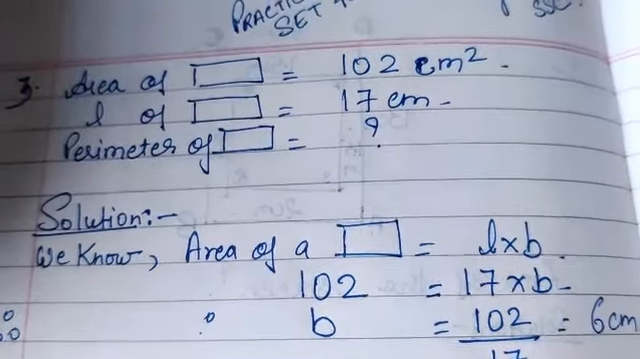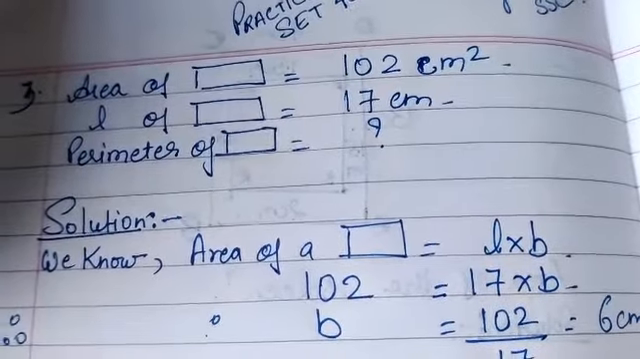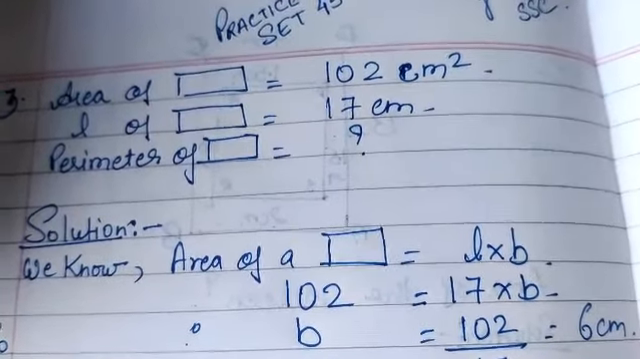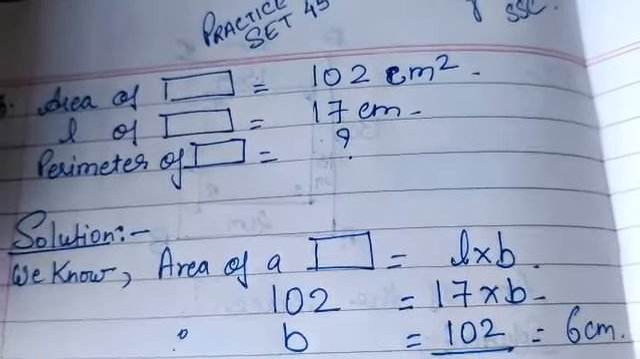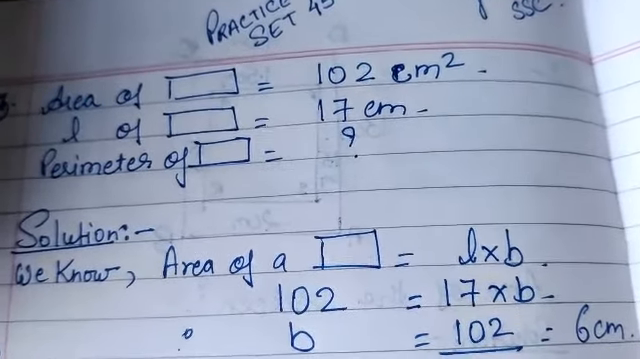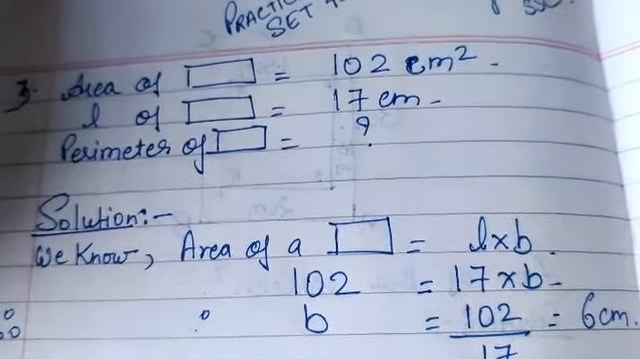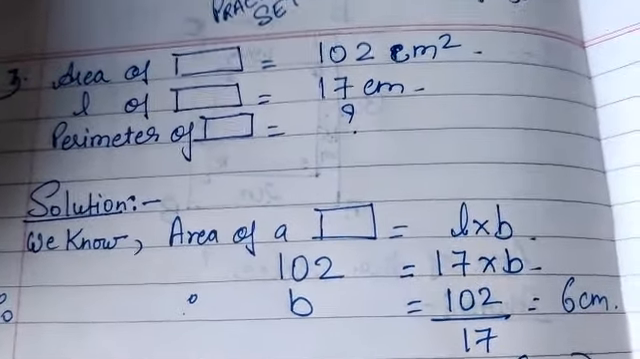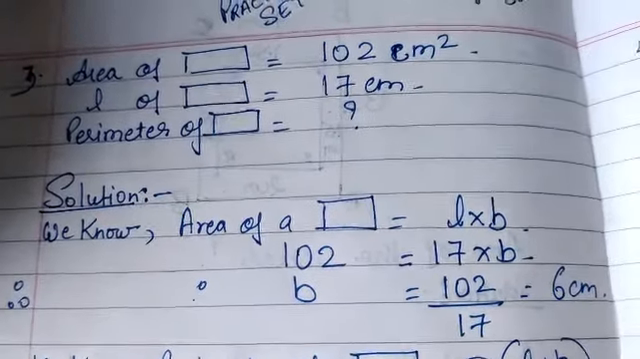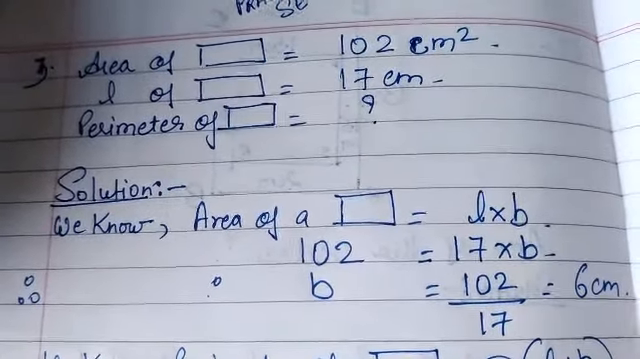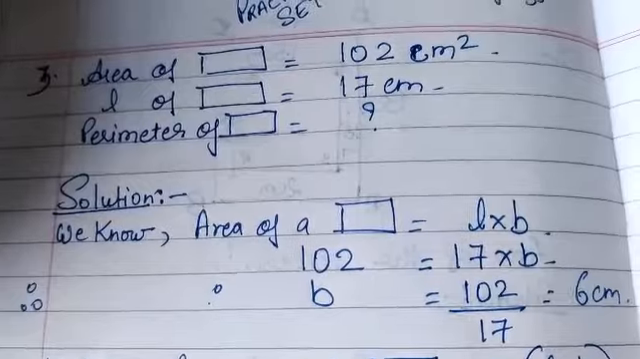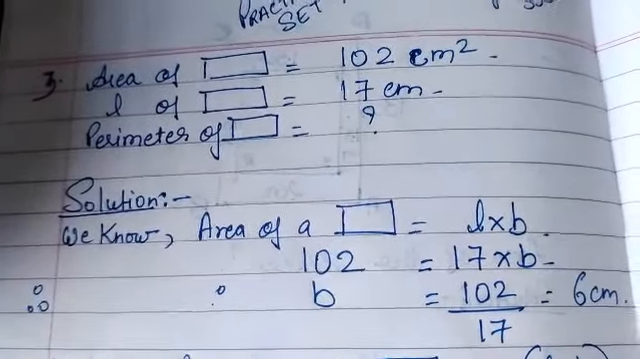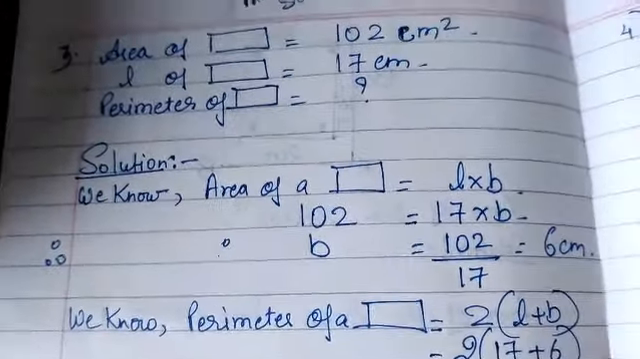Now the question says the area of a rectangle is 102 centimeters square, and if the length is 17 centimeters, what is its perimeter? Now we know area of a rectangle is equal to length into breadth. So you substitute the values. 102 is equal to 17 into breadth, and breadth will be area upon length, which is 6 centimeters.